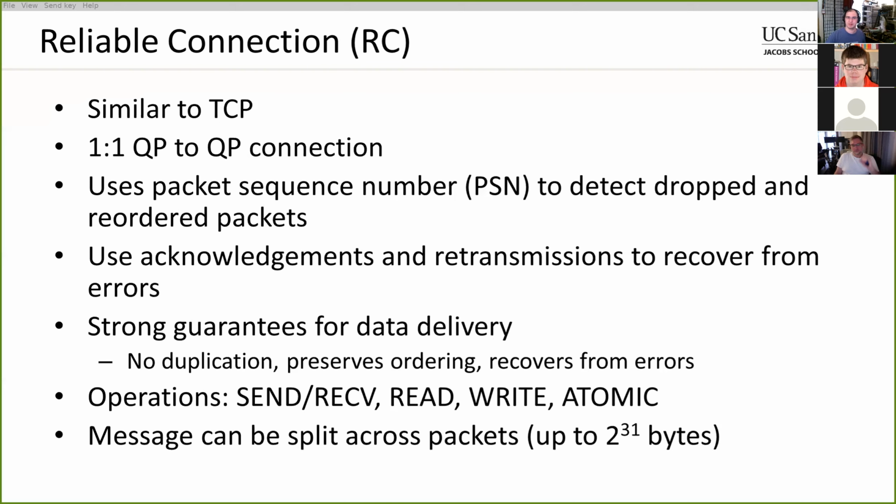There's no duplication, it preserves ordering, and it allows you to recover from errors. This supports all of the major operations of InfiniBand. You can do send, receive, read, write, and atomic operations. And also, you can split messages across multiple packets up to 2 to the 31 bytes. Because you can recover from dropped packets, you can actually move this amount of data reliably, because if a piece is missing or you get some reordering, then the sender can just retry.